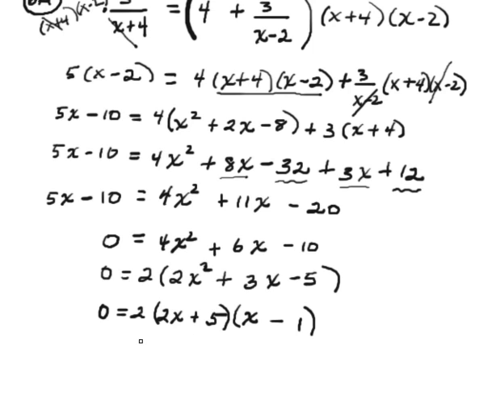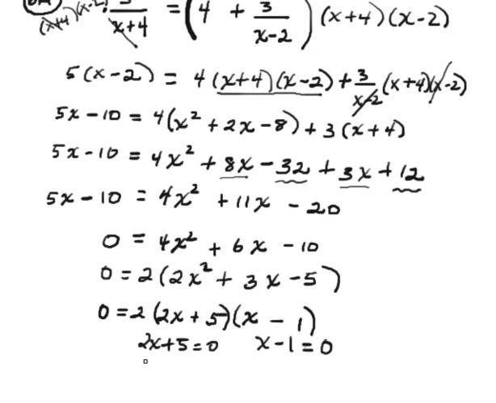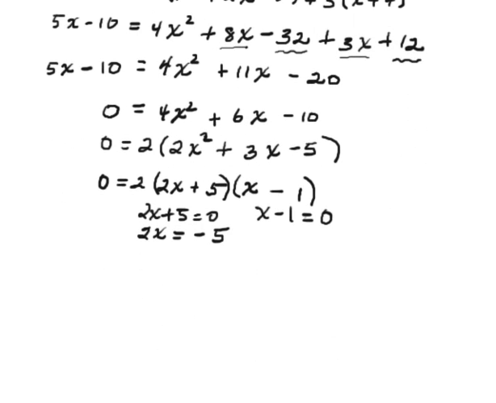And then we just set each factor equal to 0. Okay, and solve. 2x plus 5 equal to 0. x minus 1 equal to 0. Okay, so here we have 2x is equal to minus 5. And x is equal to minus 5 over 2. And here we have x is equal to 1.